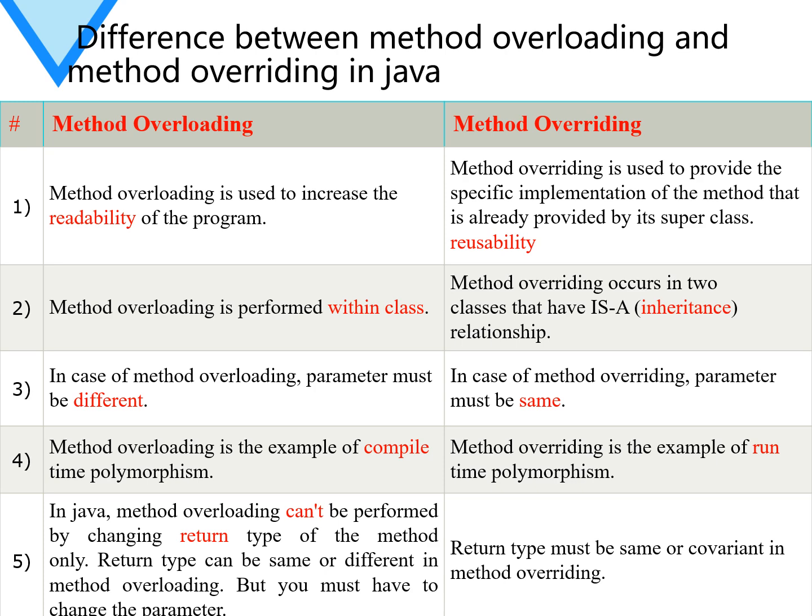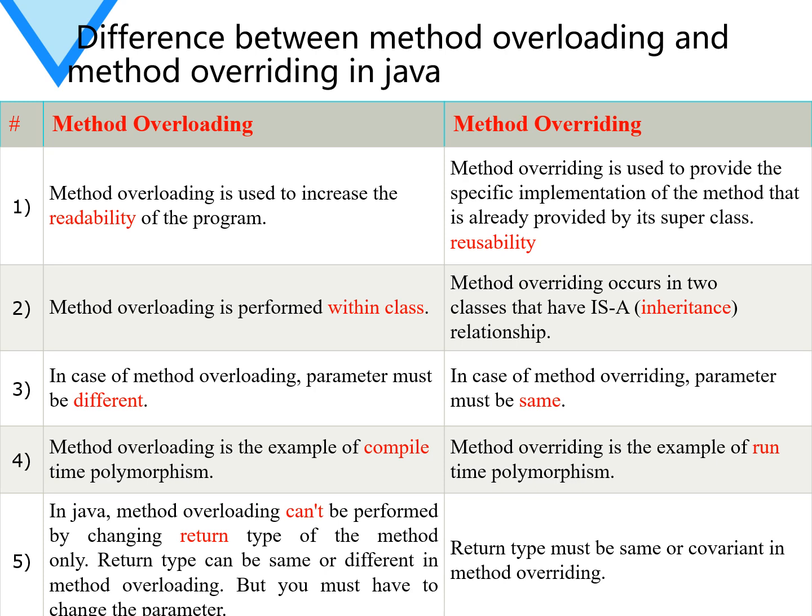We can only implement method overriding if we have a parent-child relationship. It means we have an is-a relationship. In other words, if we have inheritance, then we can implement method overriding. If we do not have an is-a relationship or inheritance, then we will be unable to implement method overriding. The second difference is that in method overloading, the parameters must be different, but in method overriding, the parameters must be the same. Another difference is that method overloading is an example of compile-time polymorphism, while method overriding is an example of runtime polymorphism.